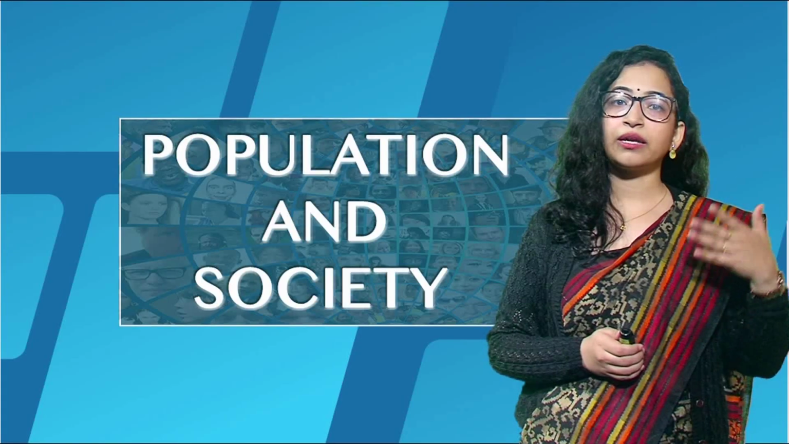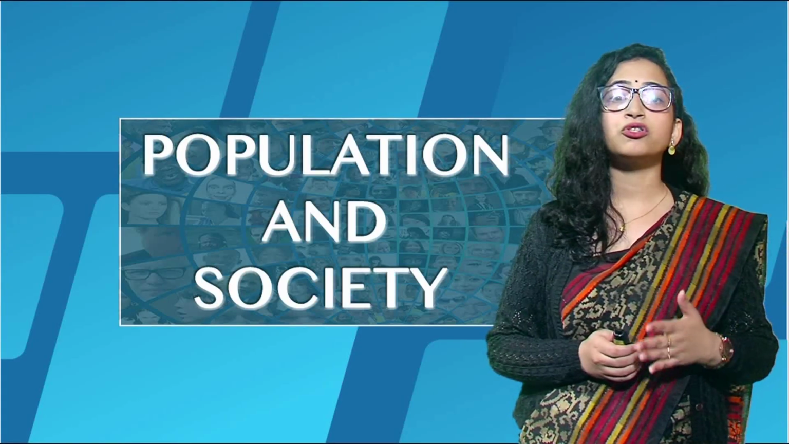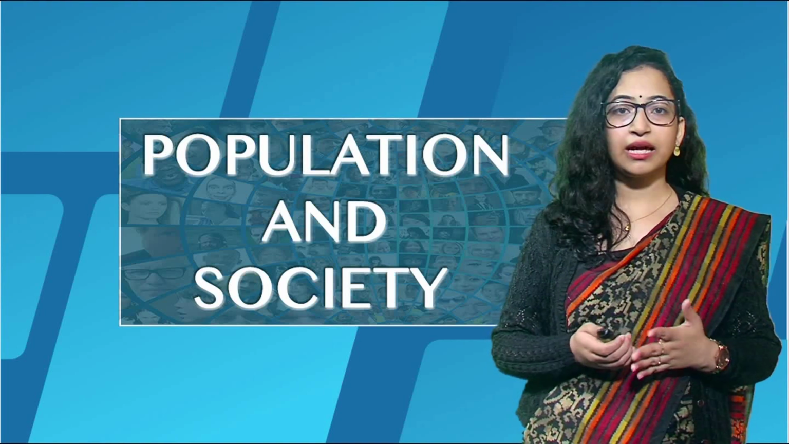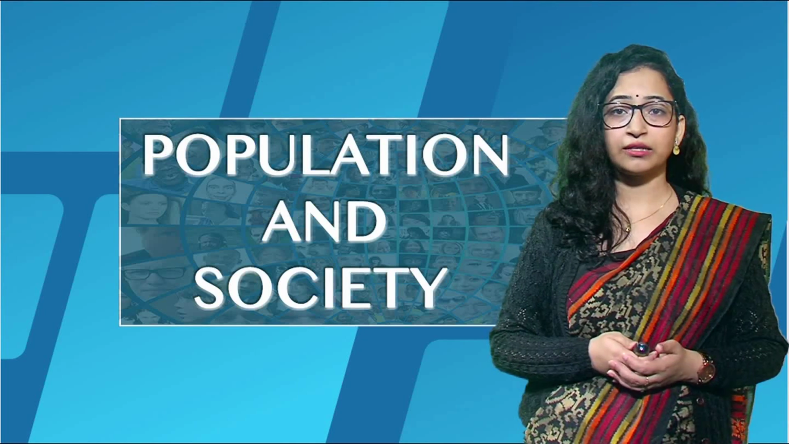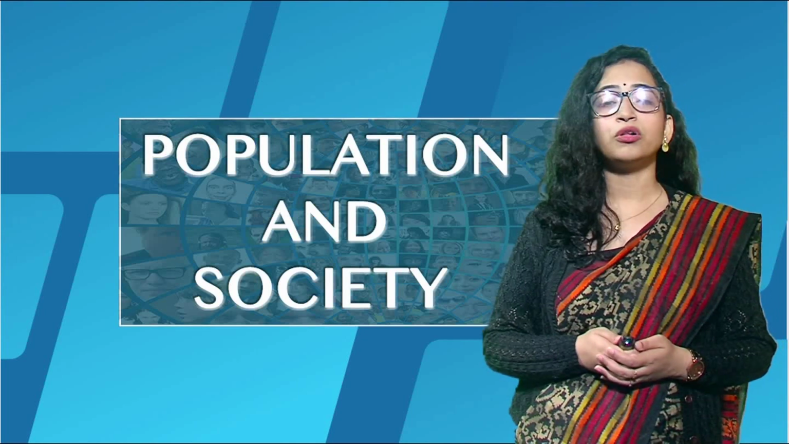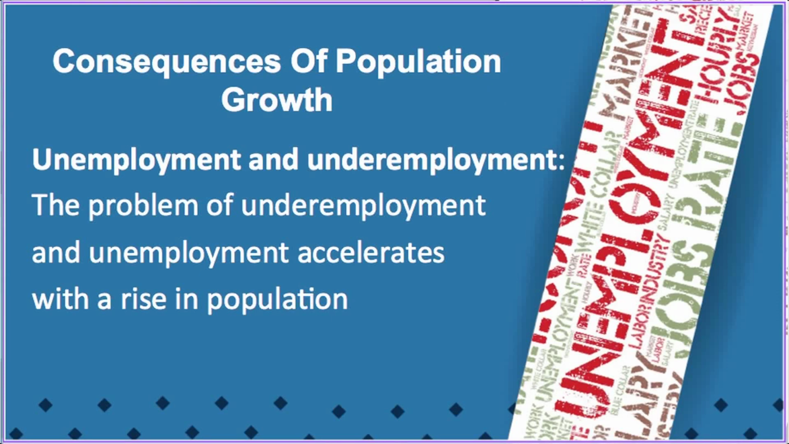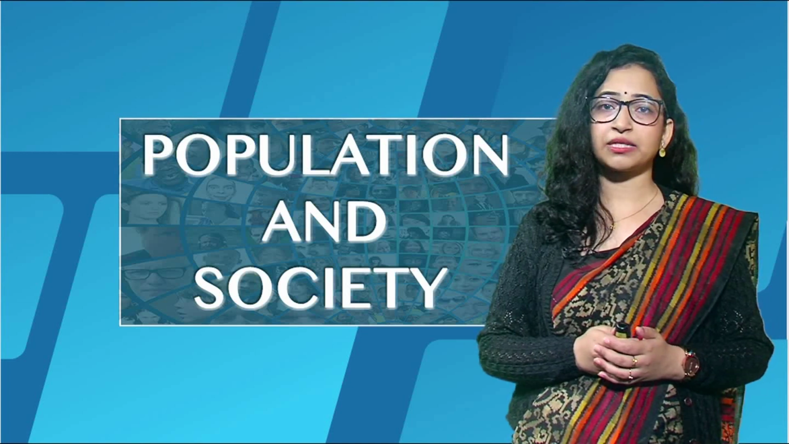Then, of course, when there is population growth, there will also be unemployment and underemployment. So in addition to receiving the food and shelter, the rising population also needs to be given employment. Already when there is a problem with underemployment and unemployment, a significant rise in population leads to furthering such issues. Then we come to low per capita income.